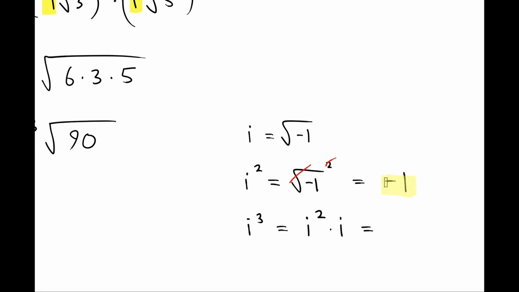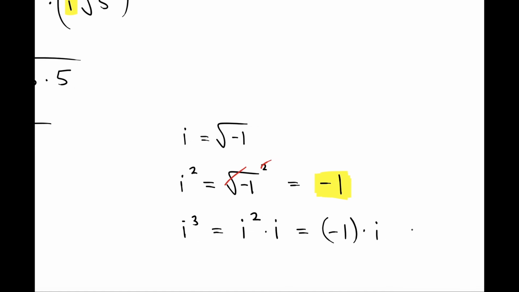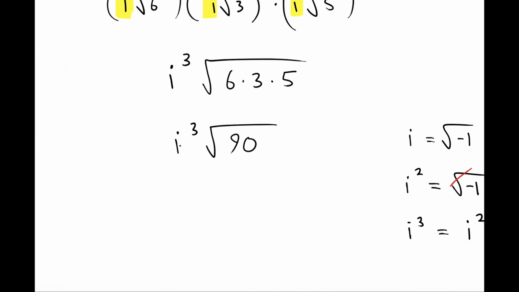Using our previous results, if i squared can be replaced with a -1, then that would make this -1 times i. Or in other words, just -i. So I'm going to replace that now with -i. Apparently -i and i to the third are the same.